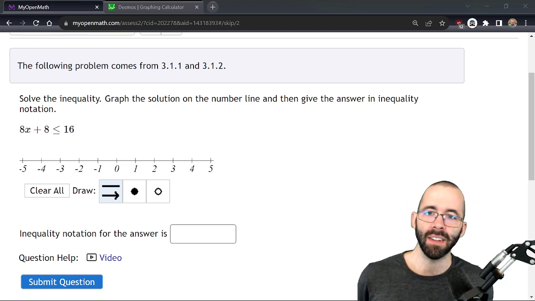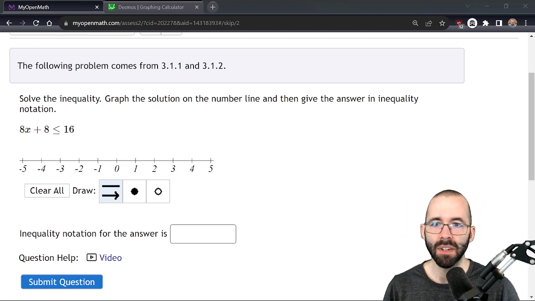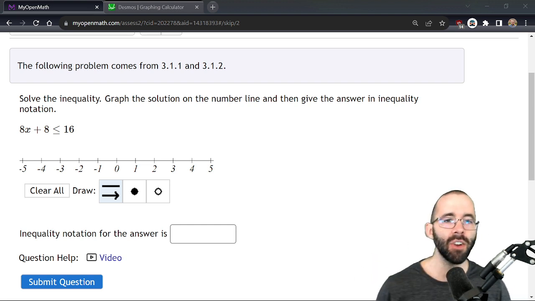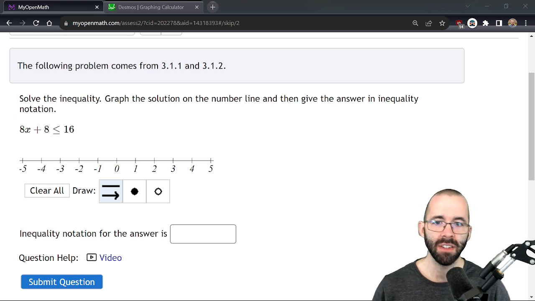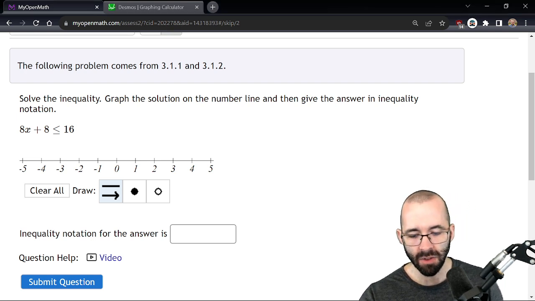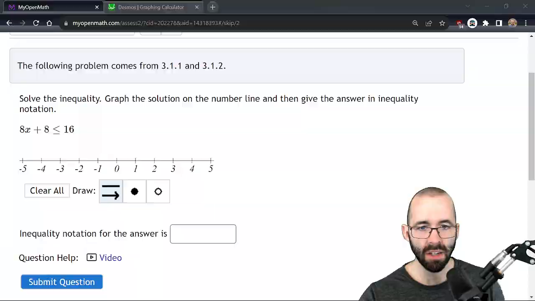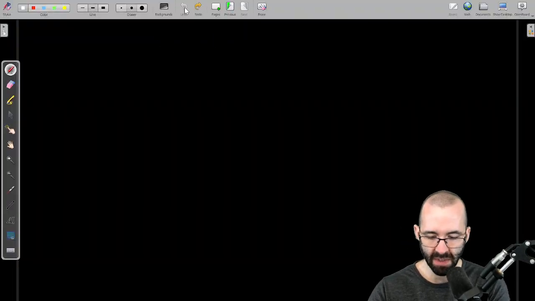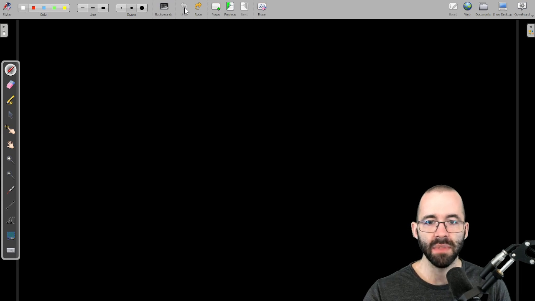Okie dokie. Let us do some homework problems. We're going to solve this inequality, graph the solution on the number line, and give our answer in inequality notation. Usually we're using interval notation. When I say inequality notation, it just means like x greater than or equal to 2. All right, let's get kicking.